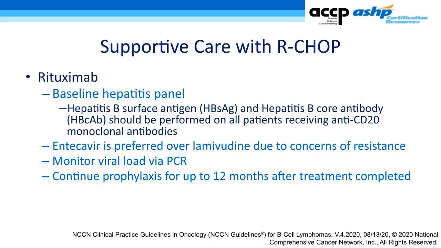So for patients who are receiving rituximab or any anti-CD20 monoclonal antibody, it's recommended to do a baseline hepatitis panel before initiating therapy. The panel should include the hepatitis B surface antigen as well as the hepatitis B core antibody. If it turns out that the patient has or had a hepatitis B infection, the treatment of choice would be entecavir instead of lamivudine due to concerns of resistance in the United States.